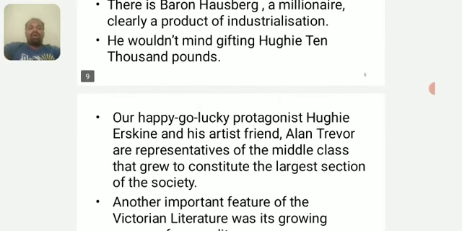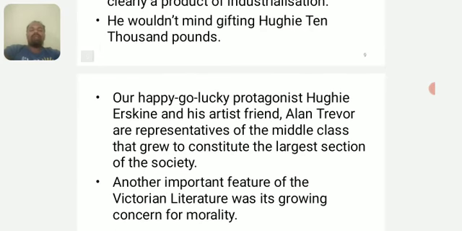Our happy-go-lucky protagonist Huggy Erskine and his artist friend Alan Trevor are representatives of the middle class that grew to constitute the largest section of the society. See, there were three kinds of sections of the society we could see in the Victorian age. One is poor, the second one is middle class, and the last one is rich people.